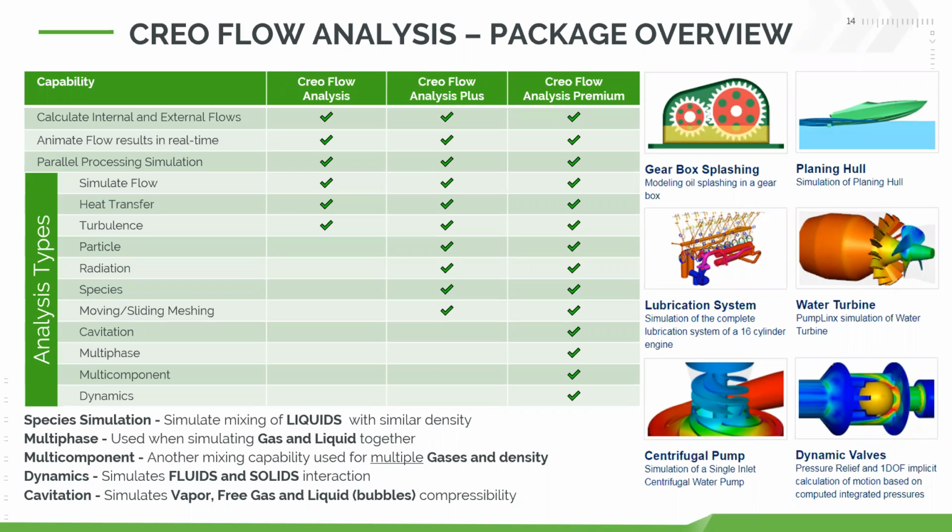Yeah, and as a brief point to mention here too, there's tons of things over on the Cimerix website for lots of different use cases. You can see over here on the screen, you see stuff for gear splashing, a whole lubrication system, water turbine, tons of different examples that you can go through, check out, see what other people have done, different things that Cimerix has worked on, and things that have all been done with this flow analysis tool. Tons of different use cases, obviously. So feel free to go to their website and check those things out as well.